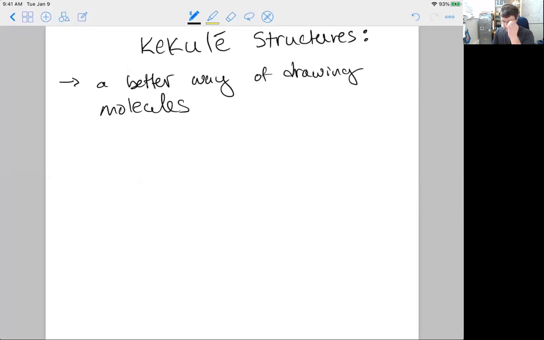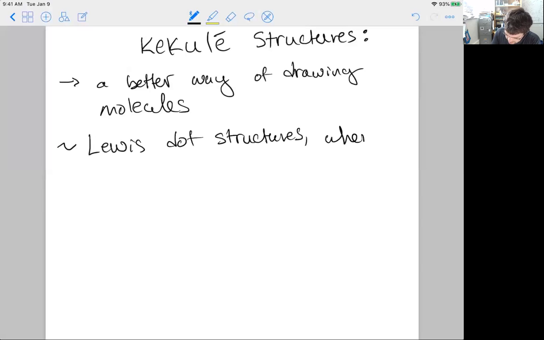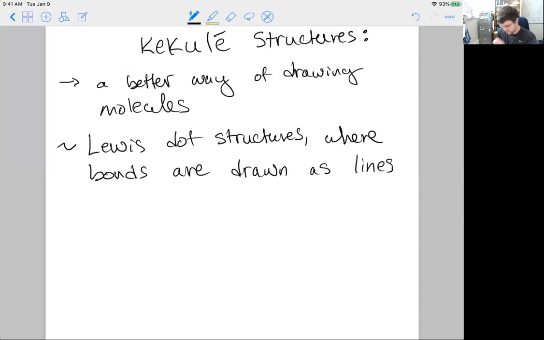A better way of drawing molecules. Kekule structures are really just Lewis dot structures where bonds are drawn as lines. Okay, so what does that mean?